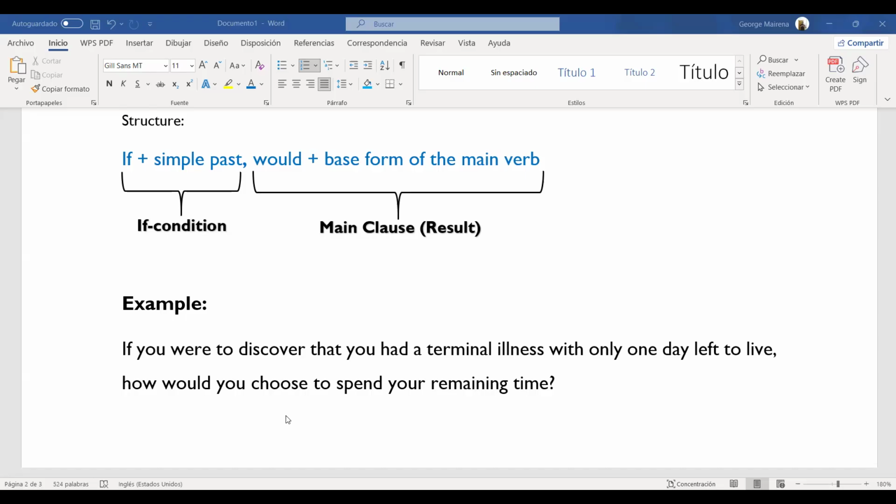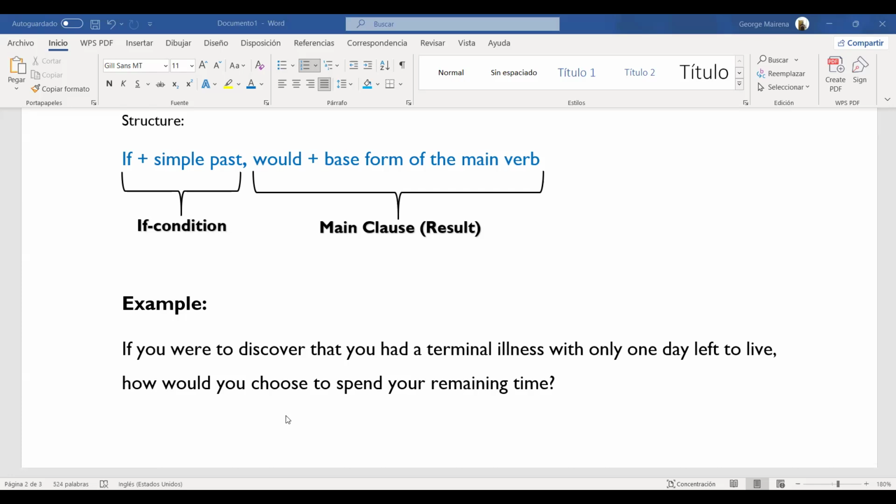If I discover that I have a terminal illness with only one day left, I would like to go to the beach and walk on the sand because I really like the beach. This would be my last day just on the beach, and see the sunset. Yeah, of course. Okay, very good.